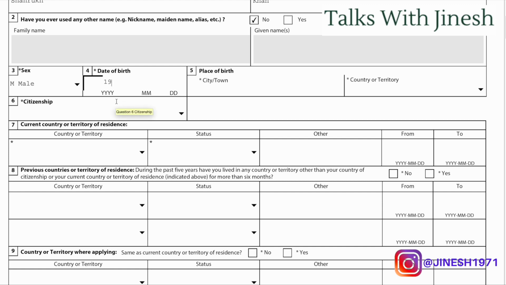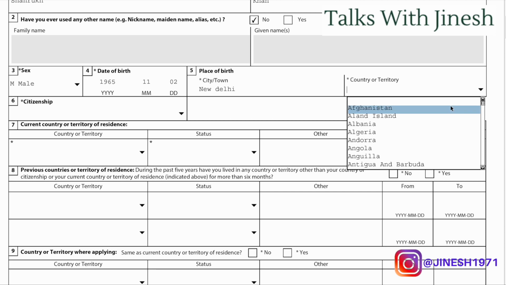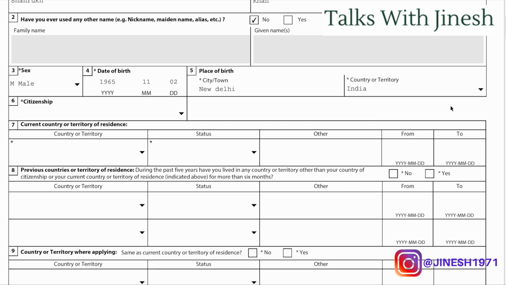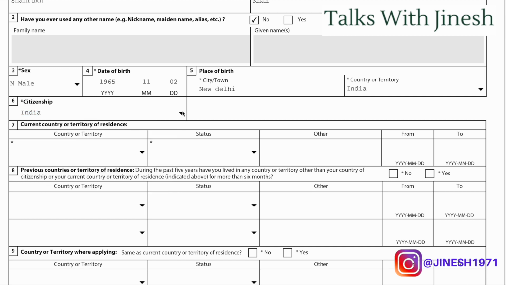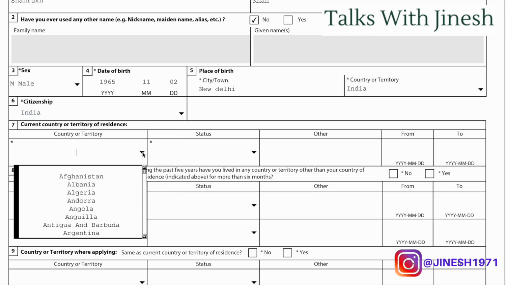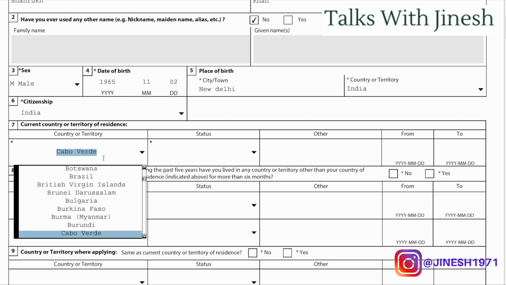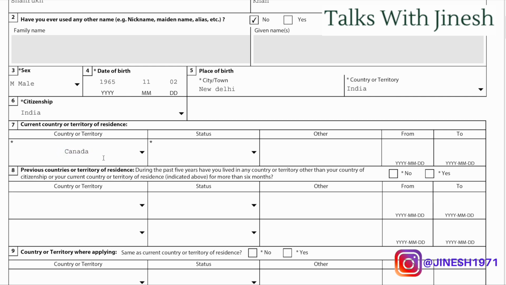Date of birth was 1965 1102, and place of birth should be New Delhi. Country should be India. Citizenship would be India. Current country of residence, it's India for Shah Rukh Khan, but you're likely going to be applying from within Canada, so then it is going to be Canada for you.